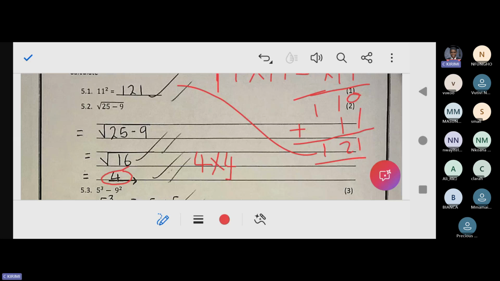We are saying the square root of 16 is the same as the square root of 4 times 4, which is 4. So which two numbers did you multiply? We multiplied 4. So the square root of 16 is 4.